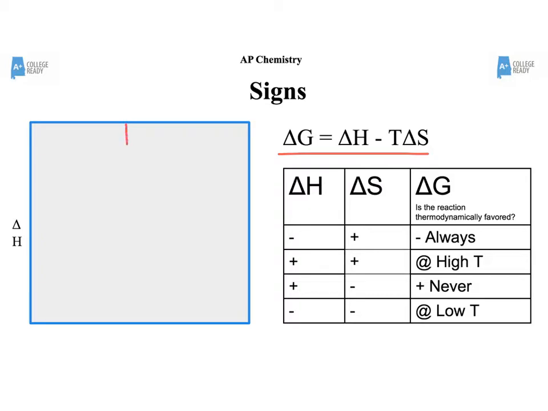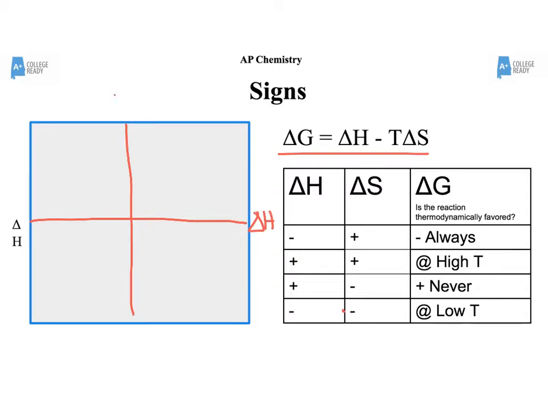Here's a quick, easy way to remember it, and it's the coordinate plane that you learned about in math class. We're going to make our axes represent delta H and delta S. So x versus y: x comes first alphabetically, and so does H. So we're going to make the x-axis delta H.